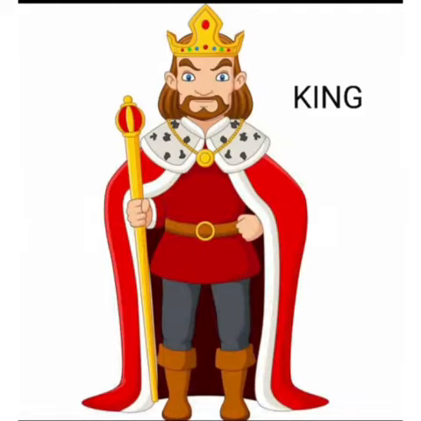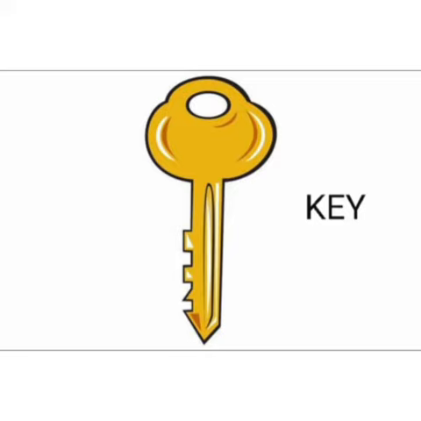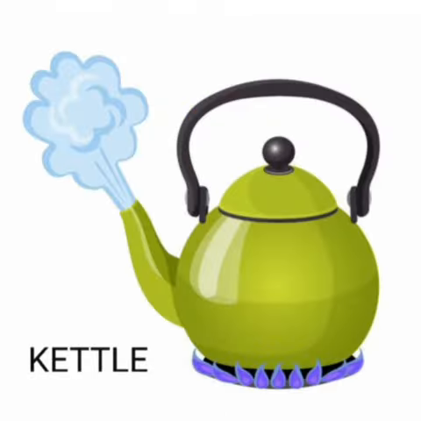K for king. K for kite. K for key. K for kettle. Let's learn how to write letter K step by step.